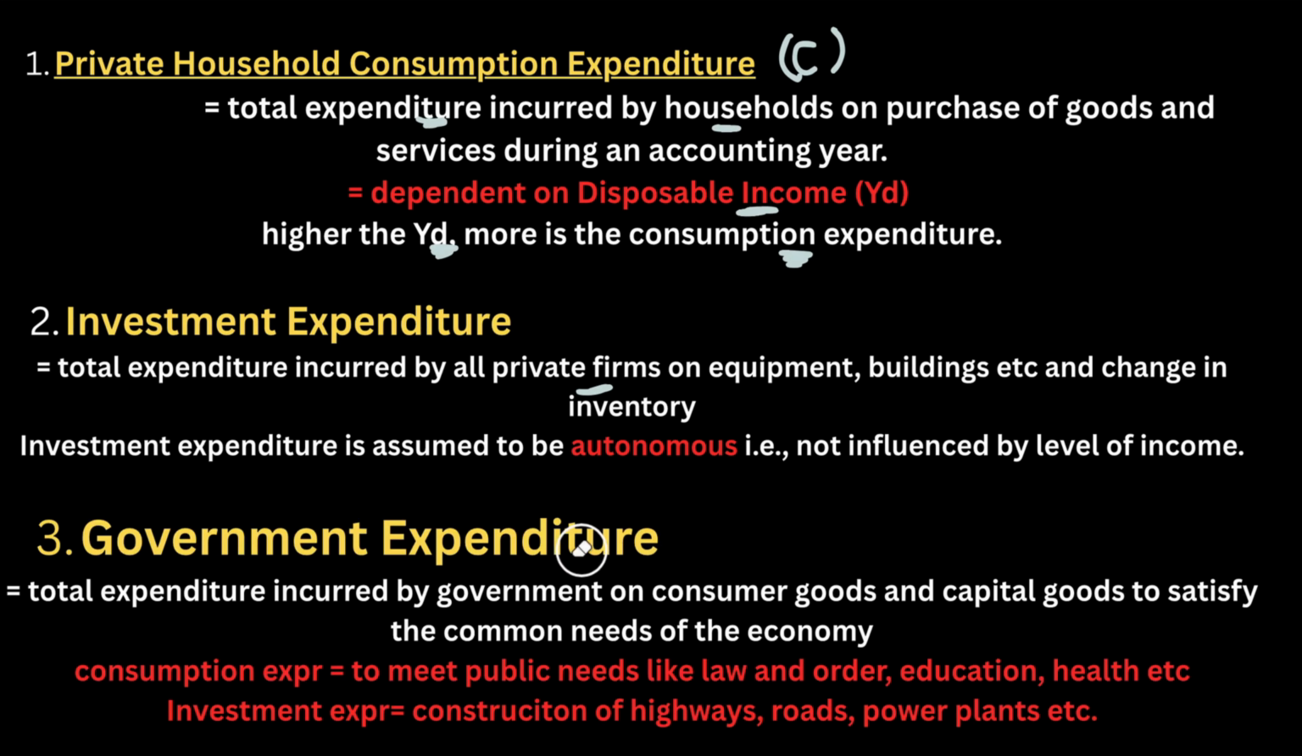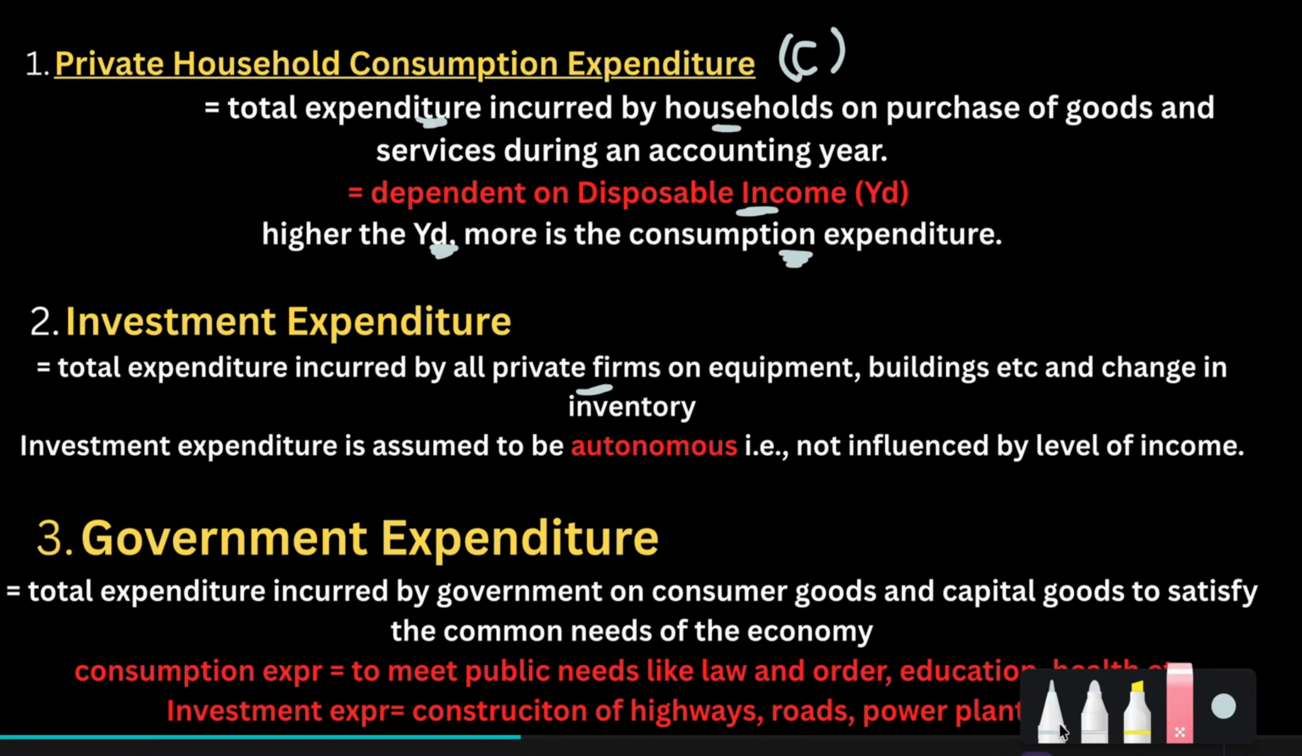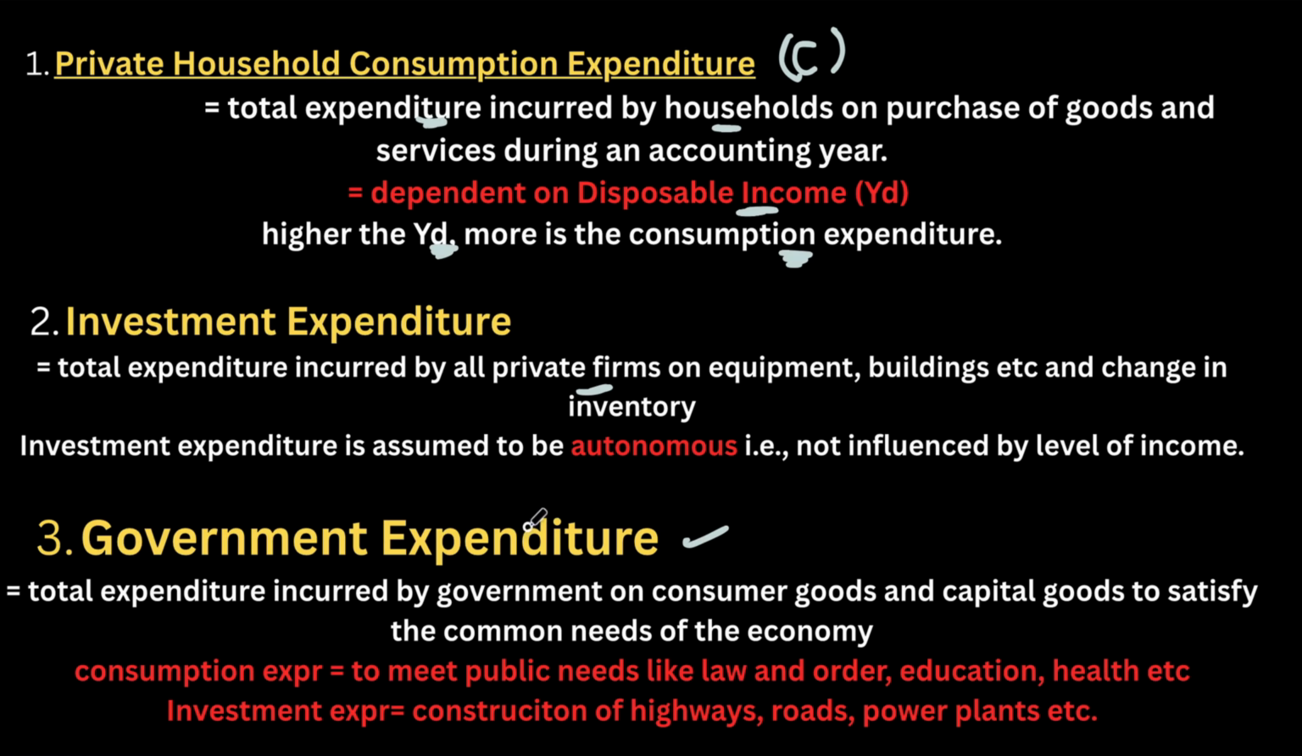Then we have the third component. What is the third component? The third component is the expenditure done by government. How does government spend? Government spends in two ways.